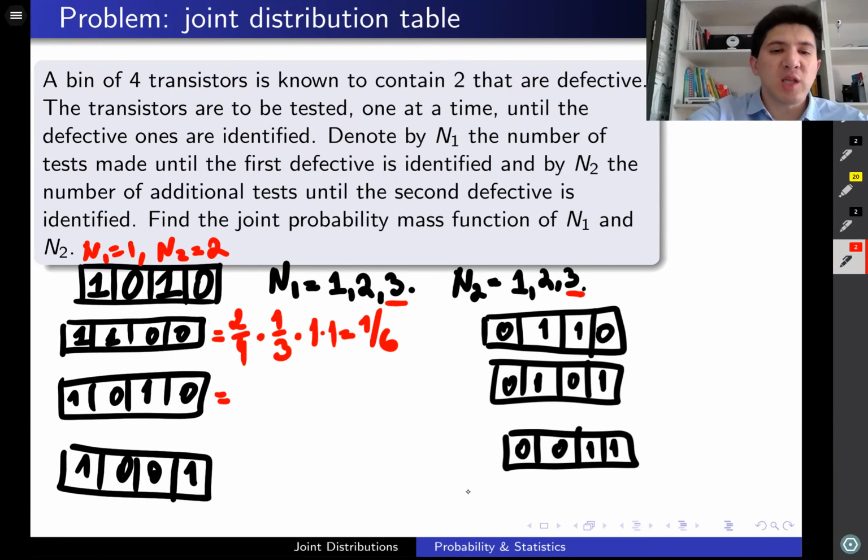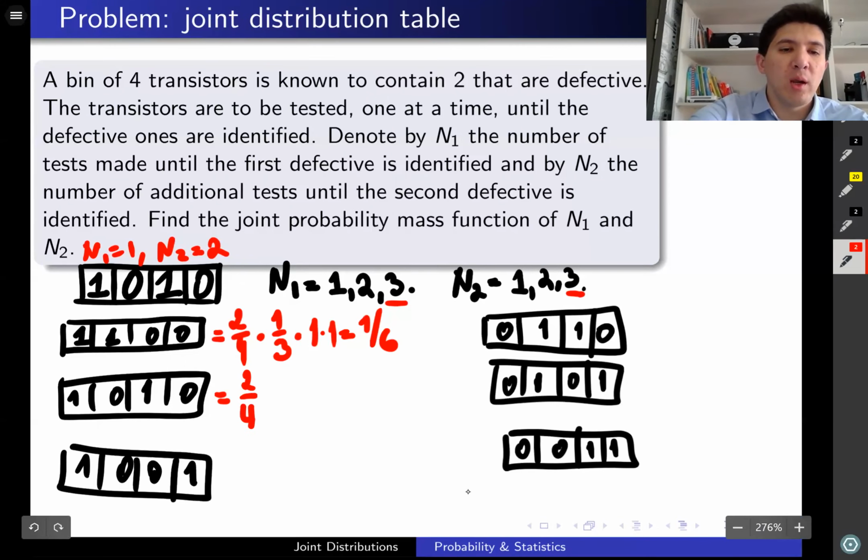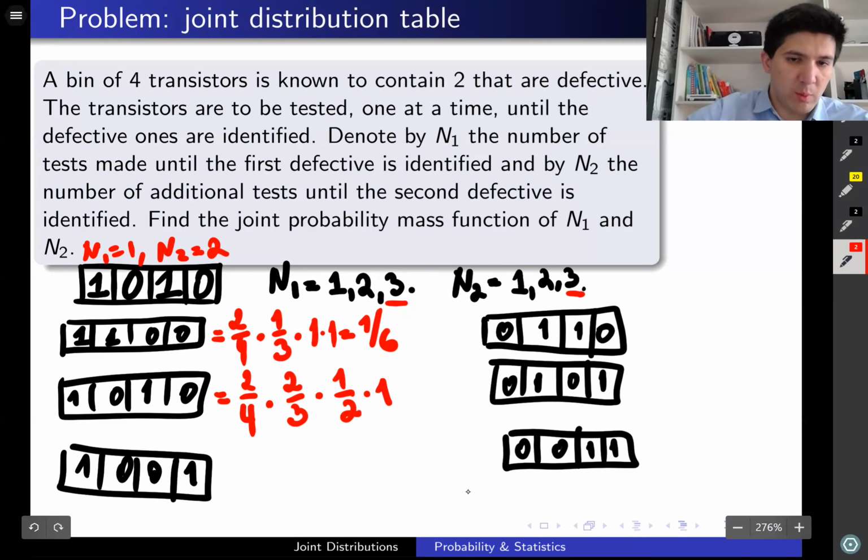So we can quickly check this. It's going to be 2 over 4 multiplied by 2 over 3 multiplied by 1 over 2 multiplied by 1, which is equal to 1 over 6. And this is also going to be 1 over 6.